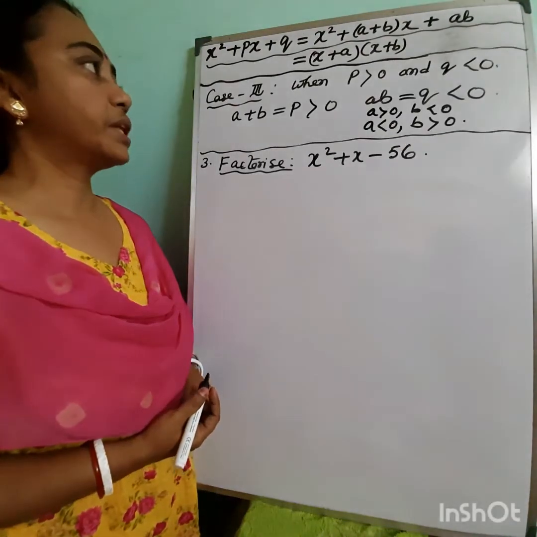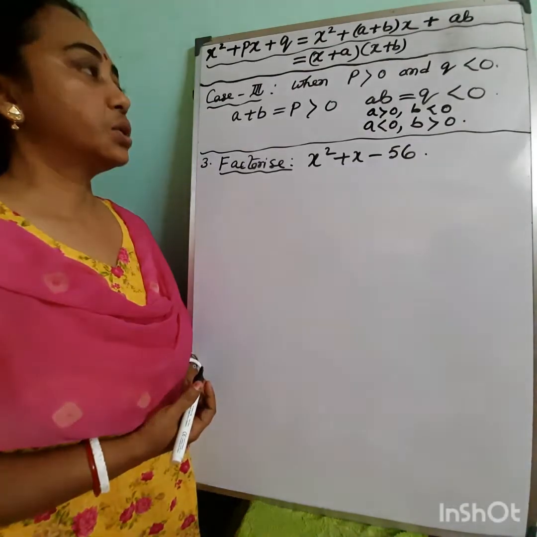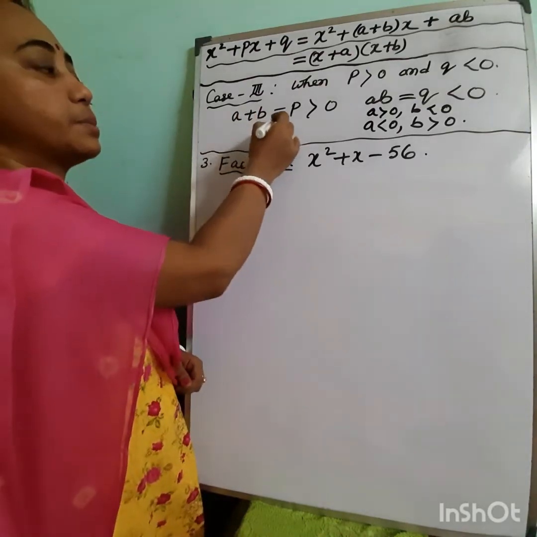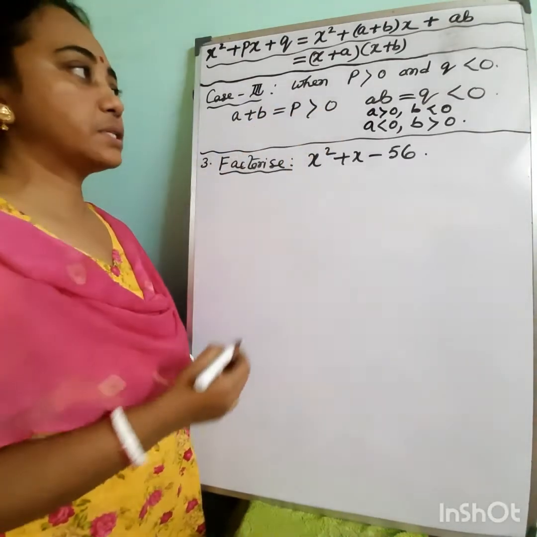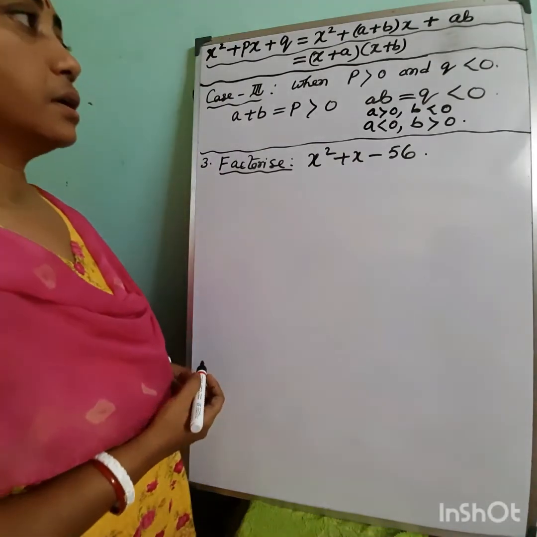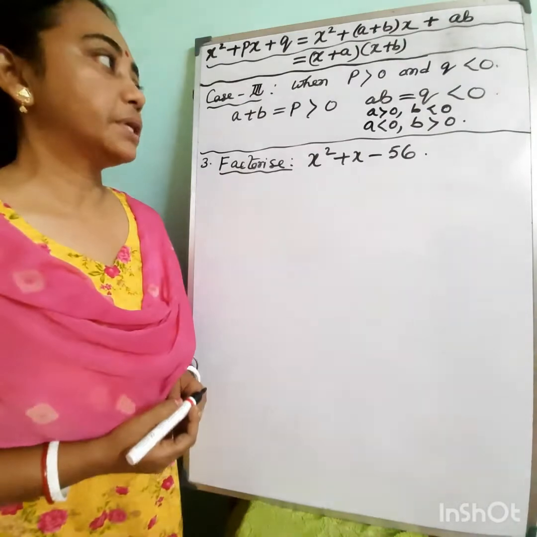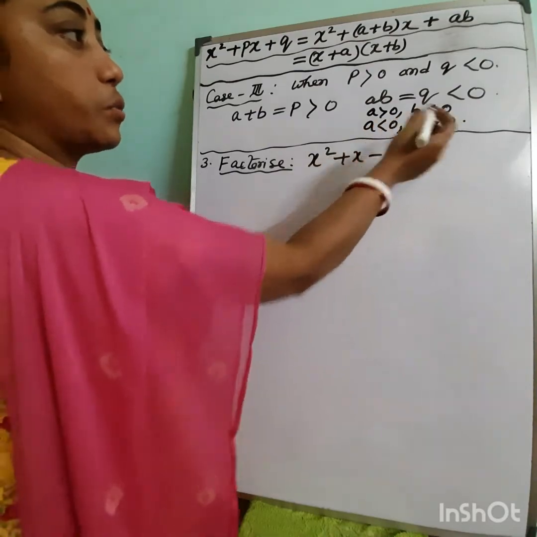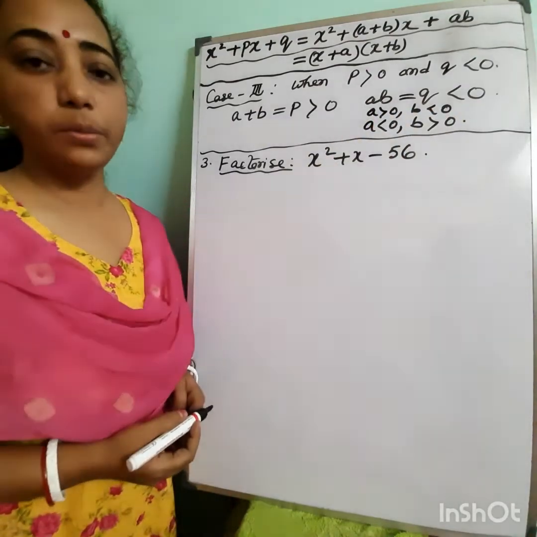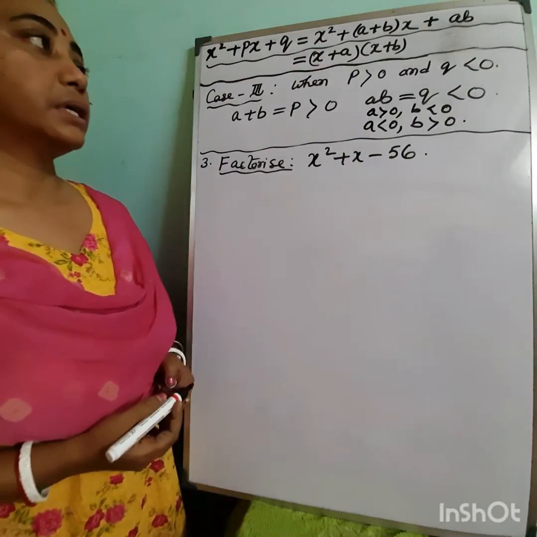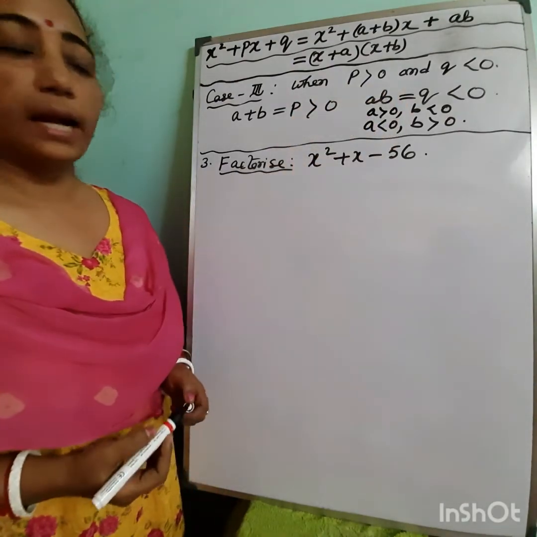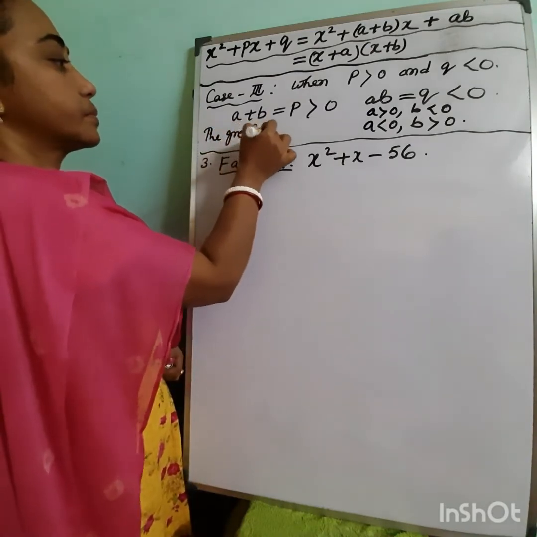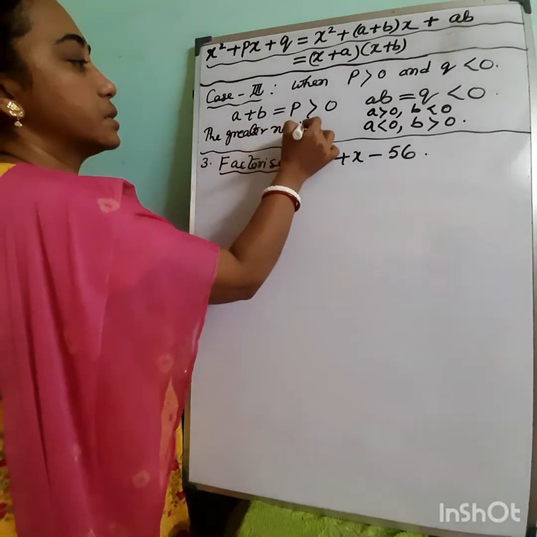Let us consider the case when p is positive and q is negative. So we take two numbers a and b such that a plus b is equal to p, which is positive, and their product ab is equal to q, which is negative. So the product of two numbers is negative. It means that one of them is positive, another is negative, or the first one is negative, another one is positive, but their sum is positive. So here the greater number among a and b, that number should be positive.